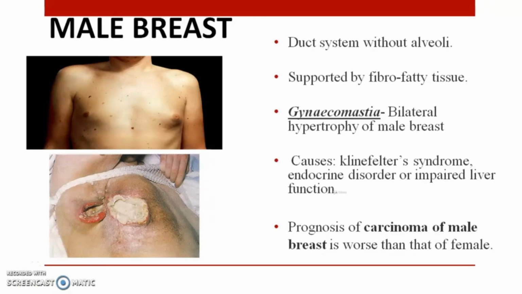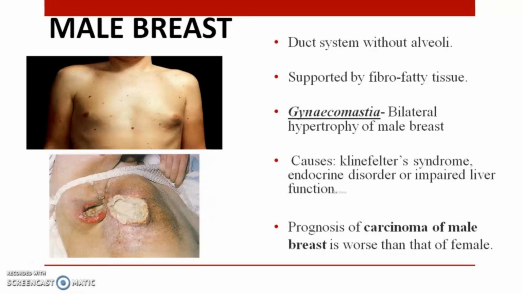The duct system present in the male breast will not be having any alveoli, and it is supported by fibrofatty tissues. And the condition which will be having an appearance same like the female mammary gland, we will call as gynecomastia. That is nothing but bilateral hypertrophy of the male breast, which is not seen in a normal human being or normal male structures. The causes of this gynecomastia are Klinefelter syndrome, which is an endocrine disorder, or impaired liver function. These are the reasons which will cause the gynecomastia condition in males.